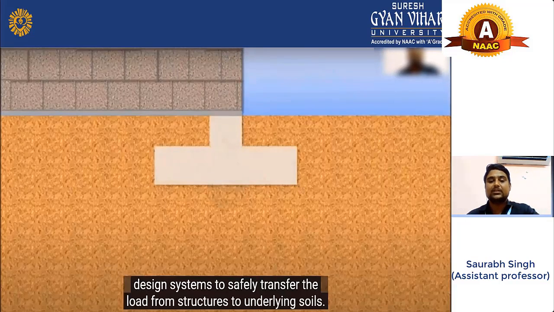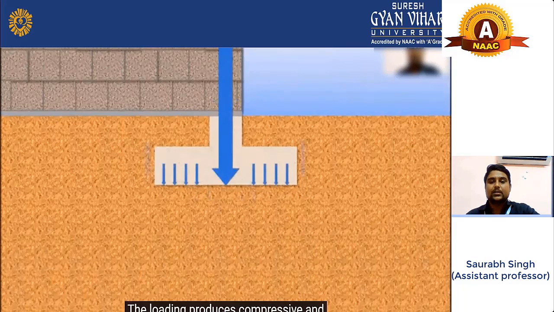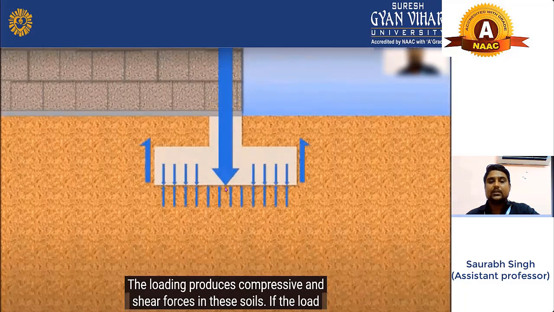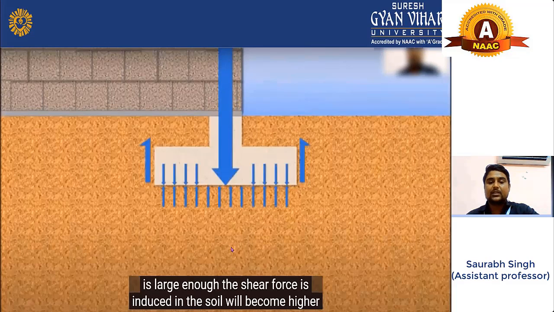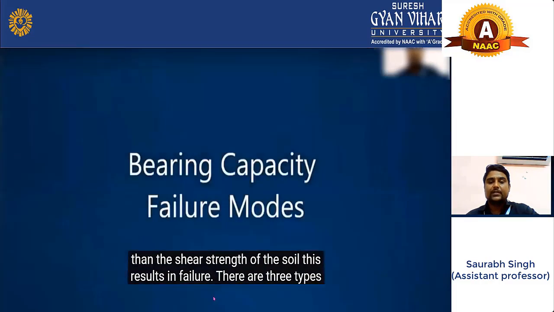Now, as you can see in this animation video, this is your soil and this is your structure. What is happening is that if a large enough shear force is induced, the soil will fail, and then your structure can fail. Now we will see the bearing capacity failure modes, or the types of bearing capacity failure. Let's see with the help of this animation video.